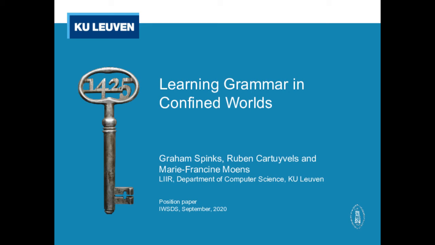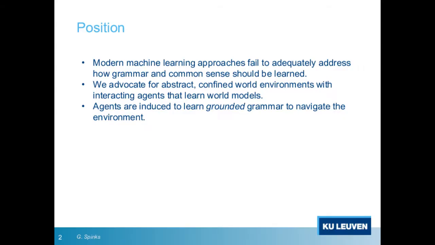In this presentation, we discuss our position paper about learning grammar in confined worlds, which was accepted at IWSDS 2020. In this position paper, we argue that modern machine learning approaches fail to adequately address how grammar and common sense should be learned. We advocate for experiments with the use of abstract, confined world environments where agents interact with the emphasis on learning world models.